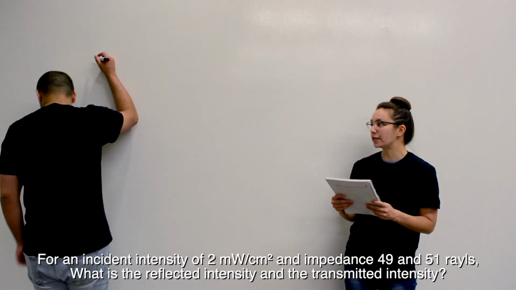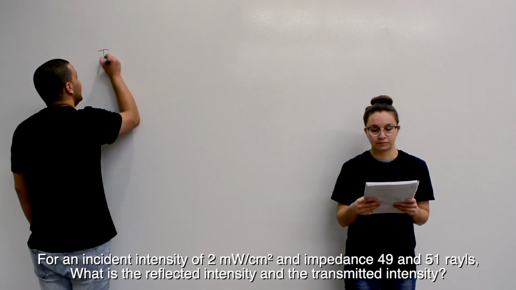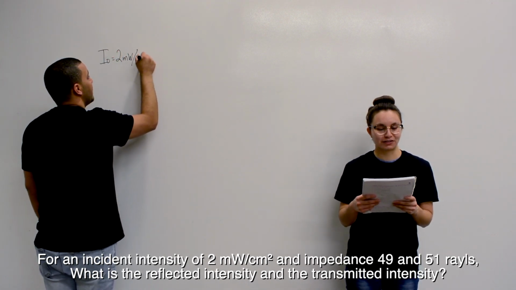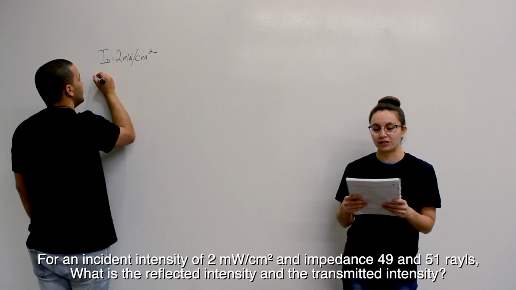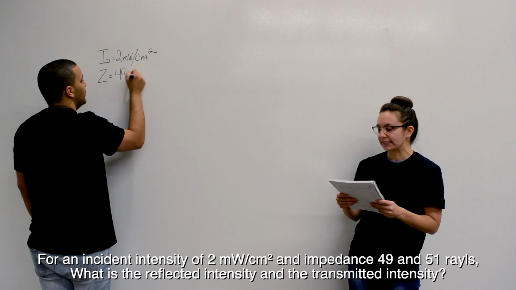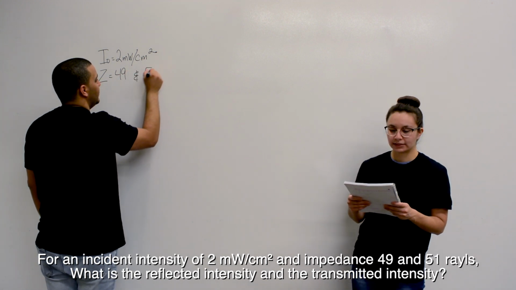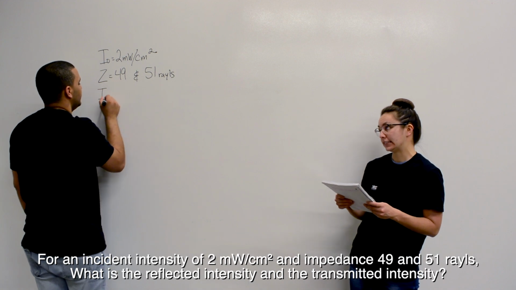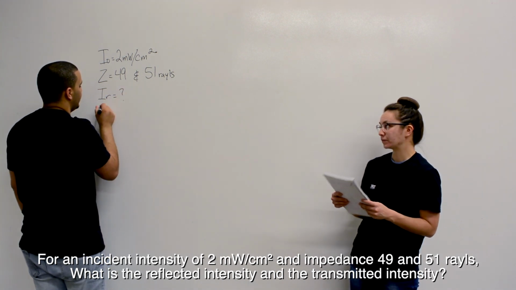All right, Britt, go ahead and read me my problem. For an incident intensity of 2 milliwatts per centimeter squared and impedances of 49 and 51 rayls, what is the reflected intensity and the transmitted intensity?